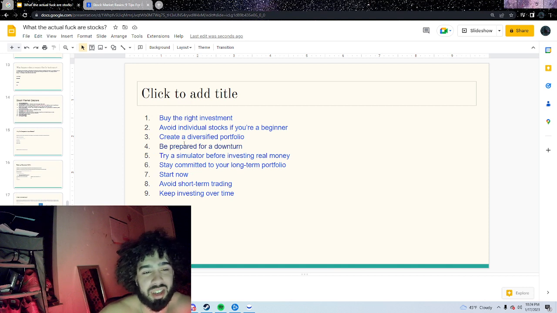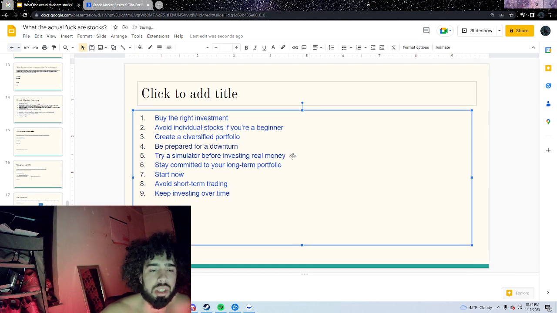Then it'll be like create a diverse portfolio, where we discussed that already. Have different stocks from different sectors: technical, real estate, all that. Be prepared for a downturn. Risk to reward: how much you're willing to lose versus how much you're willing to gain. You could try a simulator. We're gonna go into the simulator part very soon. I'm gonna just put a dash, so I know what I'm gonna teach you guys later on.